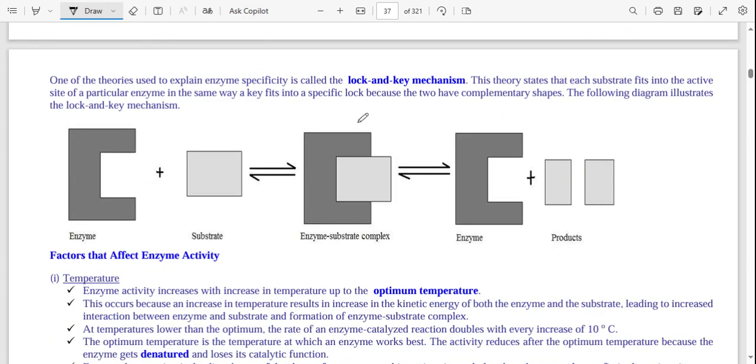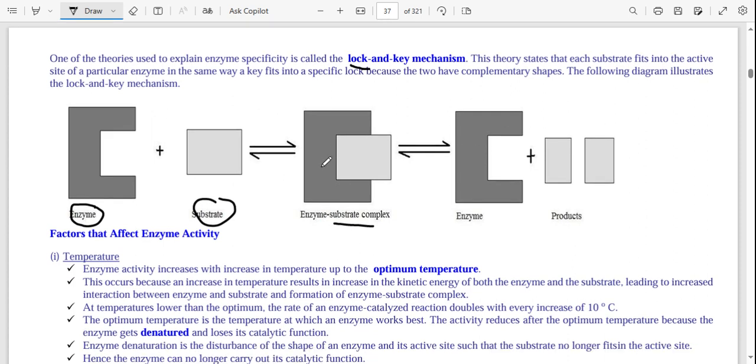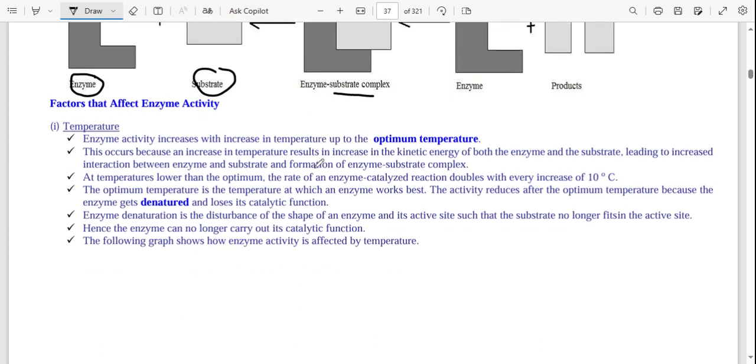The first thing is, let's explain what we mean by enzymes are specific. We can use the lock and key to explain. So this is the enzyme, this is the substrate. The substrate will fit exactly in the enzyme. That forms what we call the enzyme substrate complex. So just like a key fits into the lock, the substrate also fits into the enzyme. That's the lock and key.